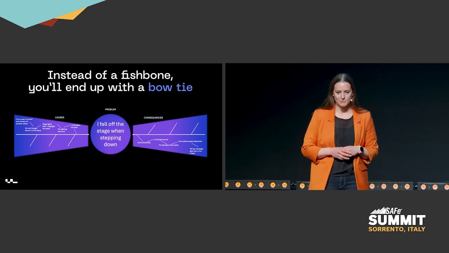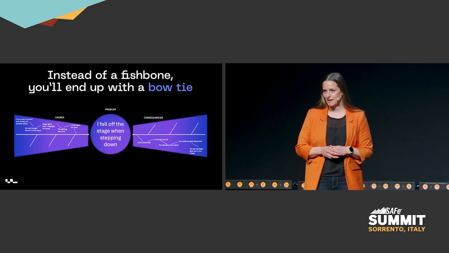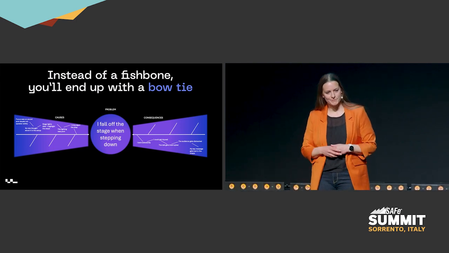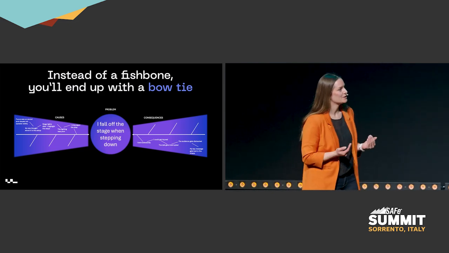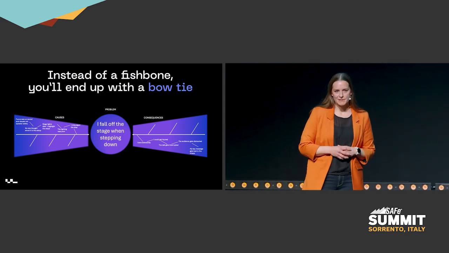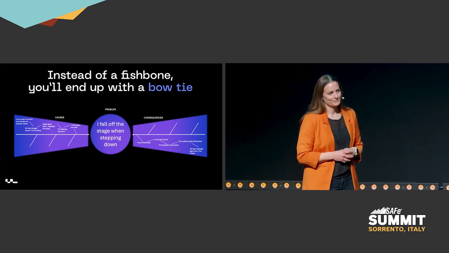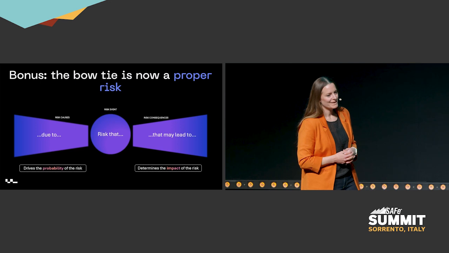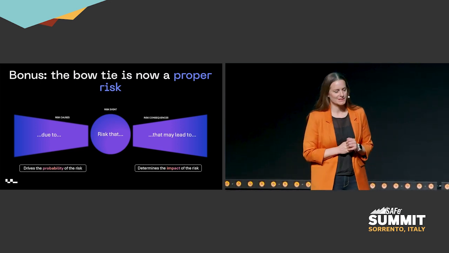This is a visual tool that helps you understand both why something may happen and also the consequences if it would. On the left, you look at the causes, just like in the fishbone, but on your right, you look at the consequences and the impact. And the bonus: the bow tie is now actually a proper risk.